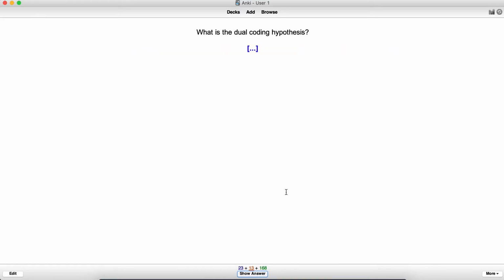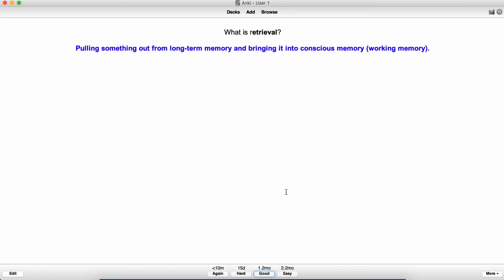What is a dual coding hypothesis? It's the idea that it's easier for people to remember words associated with images rather than each one alone. What is retrieval? Recalling memory from your long-term memory and bringing it to your short-term memory.